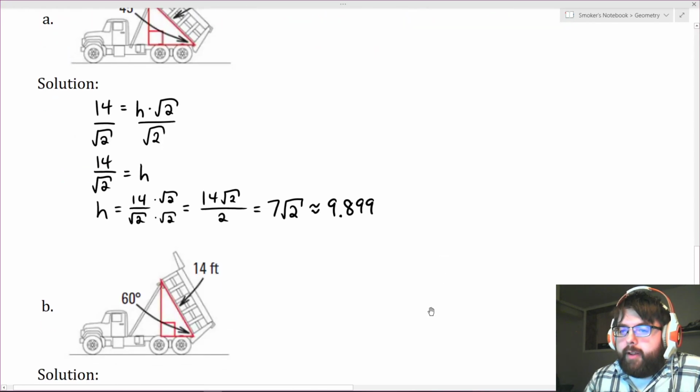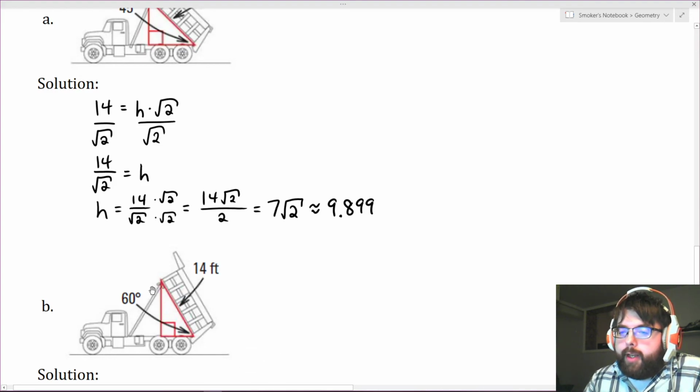Hopefully that makes sense. 30-60-90 triangle, so this is part B of the same dump truck. It's now up higher. We have a 30-60-90. It's still 14 feet. The bed didn't change. But you can see it's higher. The base is smaller, but it's a 30-60-90 triangle because if this angle is 60, this is 90. That out of the 180 that all three angles add up to, that leaves 30 up here.